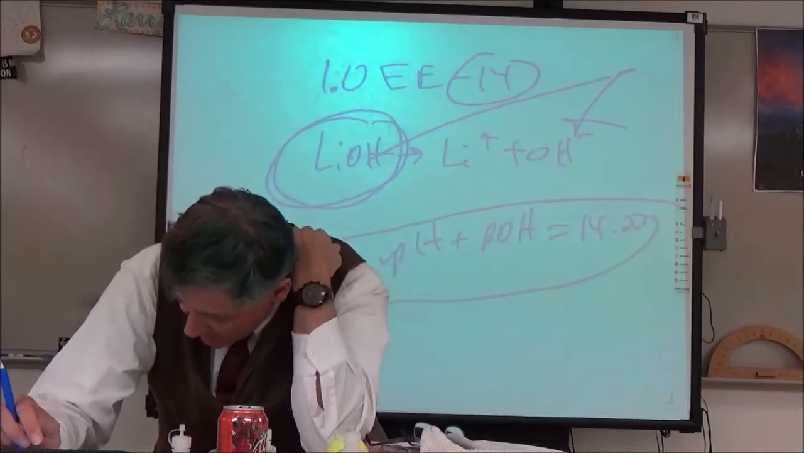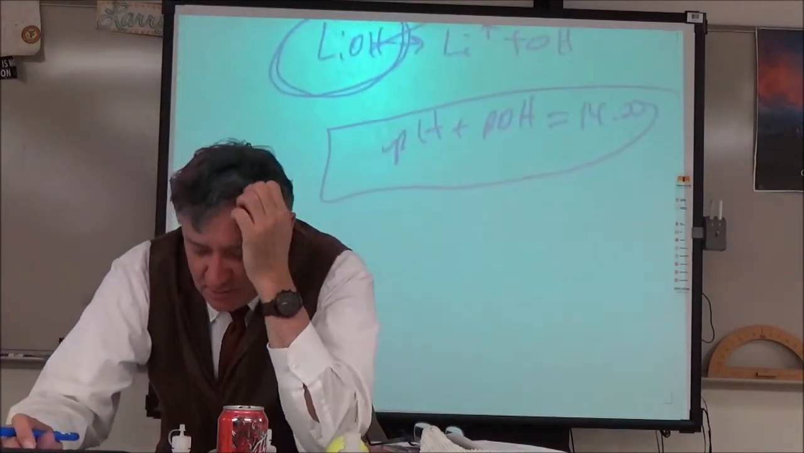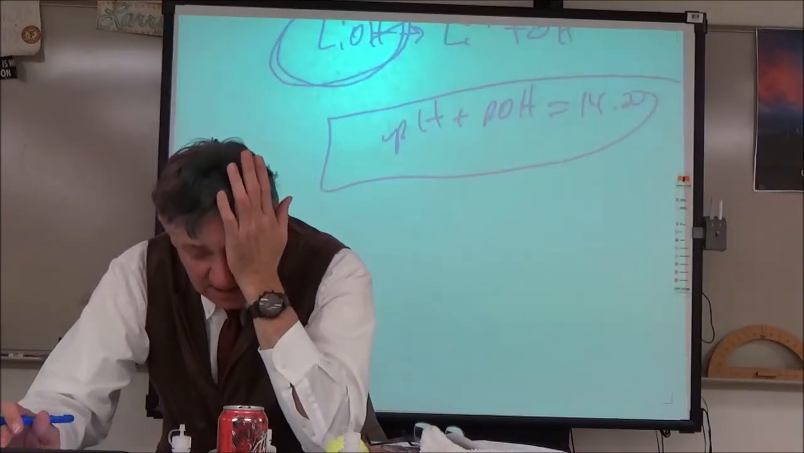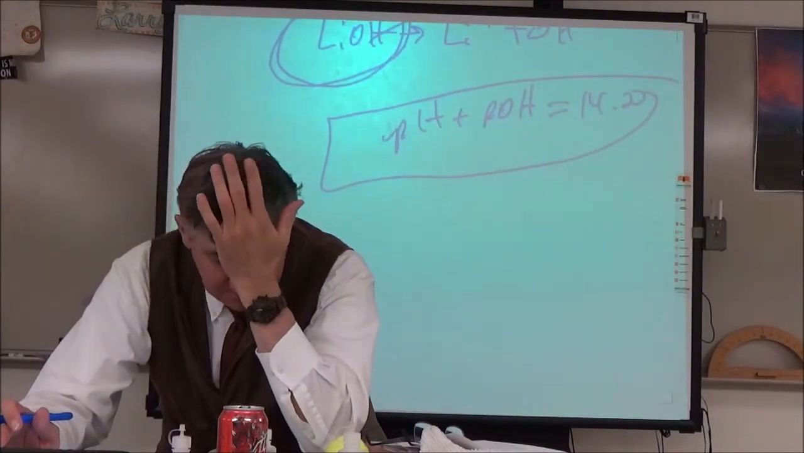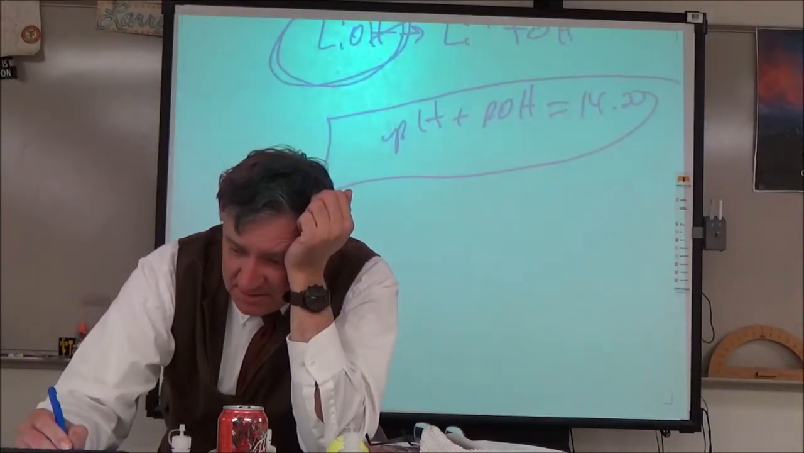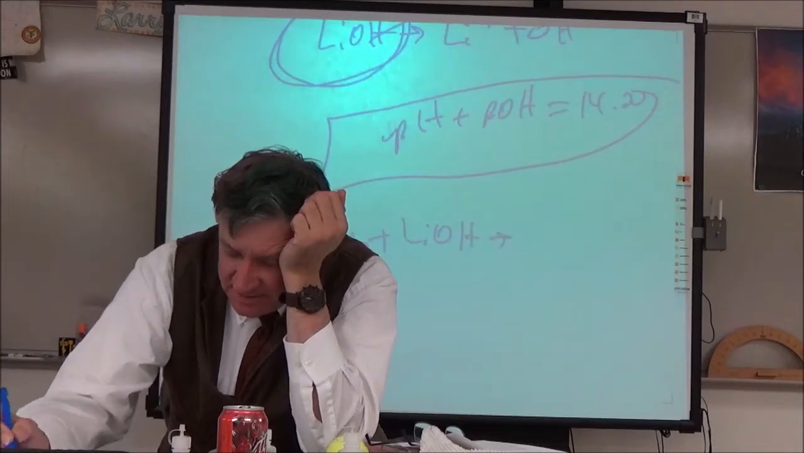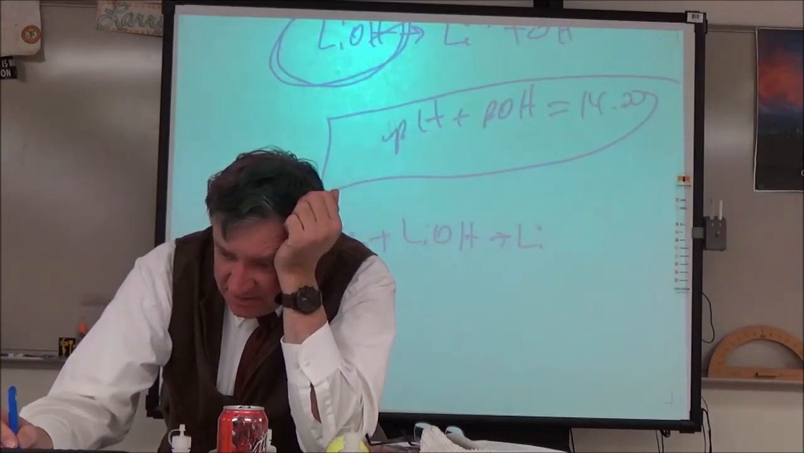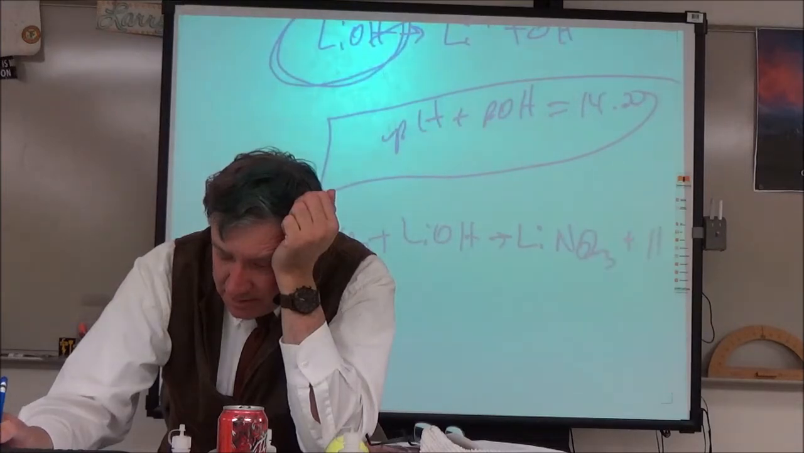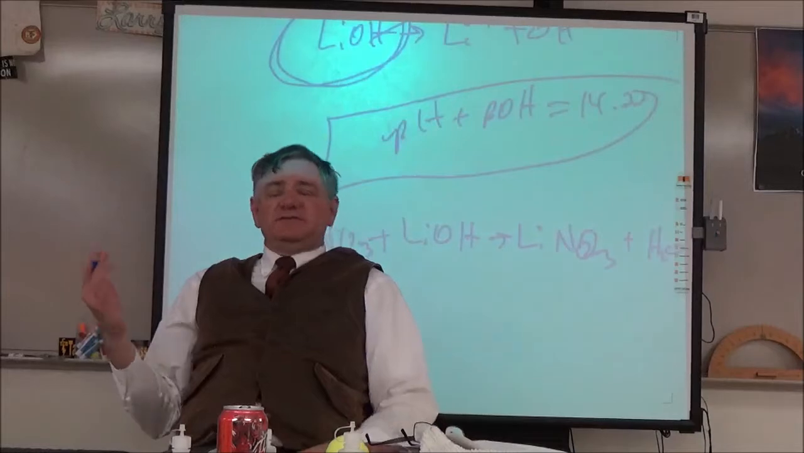On the question about the grams of lithium hydroxide required to neutralize the nitric acid, start with the reaction of nitric acid and lithium hydroxide. It's a double displacement reaction. You get lithium nitrate and water. Why do we always get water when we combine hydrogen and oxygen?